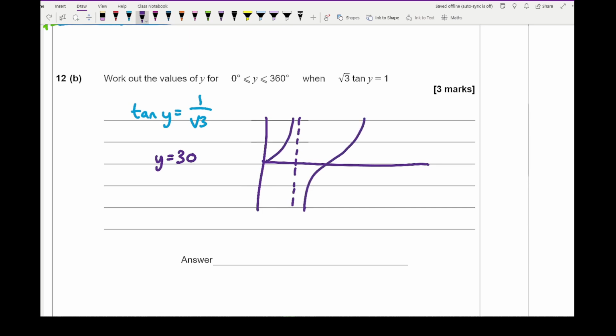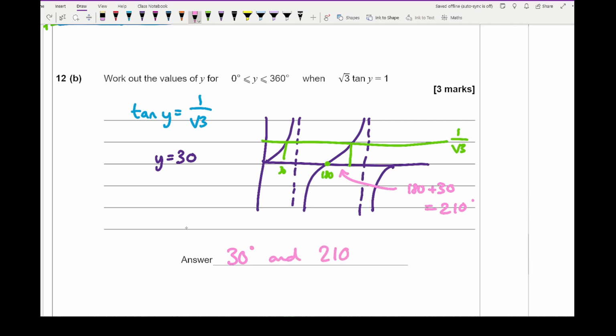it looks something like this between the region that I've got. And I'm looking for when this line here is when I've got 1 over root 3. So this value here is at 30. So the next time it hits that point is here. And that point there is at 180. So what I need to do to find that second value is to do 180 plus 30, which equals 210. So the answer to this question is going to be 30 degrees and 210.